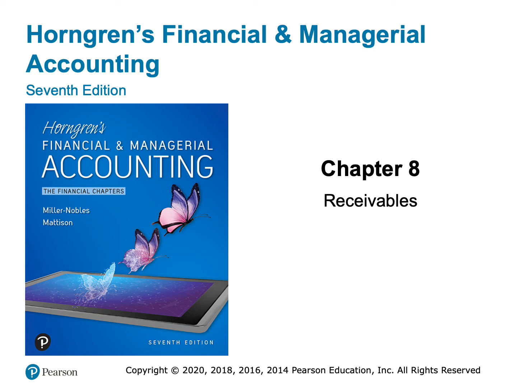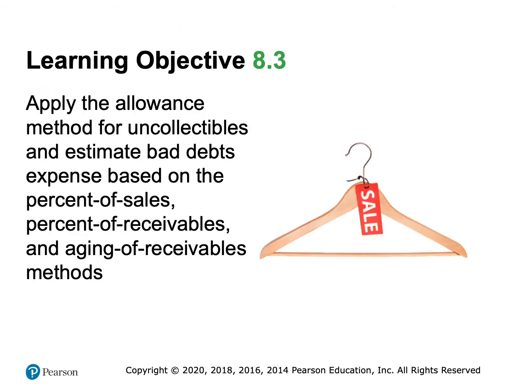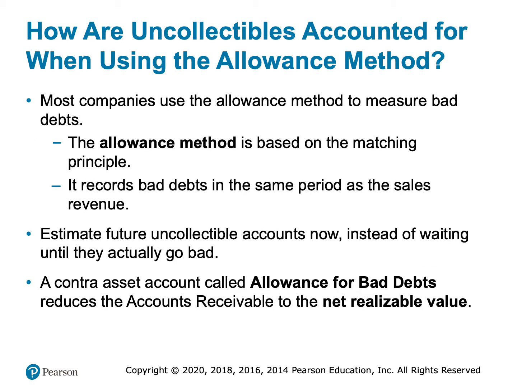Welcome back. If you're wondering where the Objective 2 video is, we skipped Objective 2, so we're jumping right into Objective 3. Here under Objective 3, we're going to learn about the allowance method for estimating our bad debts. This contra asset account is going to offset accounts receivable in the balance sheet and give us what we call the net realizable value. In other words, this is how much we actually expect to collect in cash, or how much we actually expect to realize in cash.